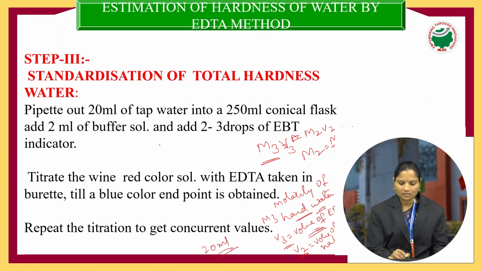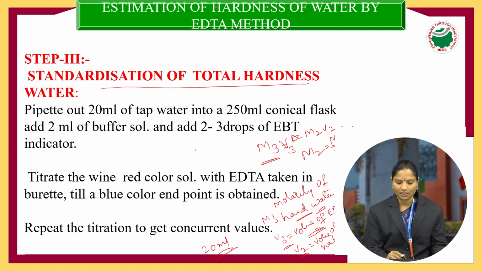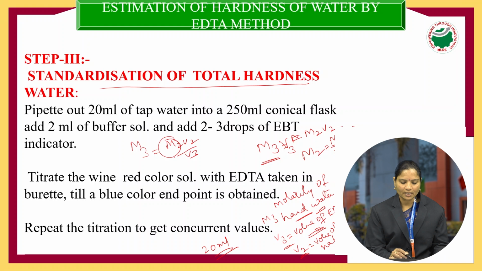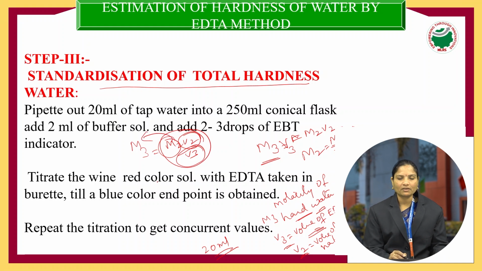See, first, what is our step 3? Standardization of total hardness of water. So M3 we have to find out. M3 is equal to M2V2 by V3, the molarity of EDTA and volume of EDTA and tap water volume. All the values we have to substitute in this formula. Then we find out the molarity of our hard water.